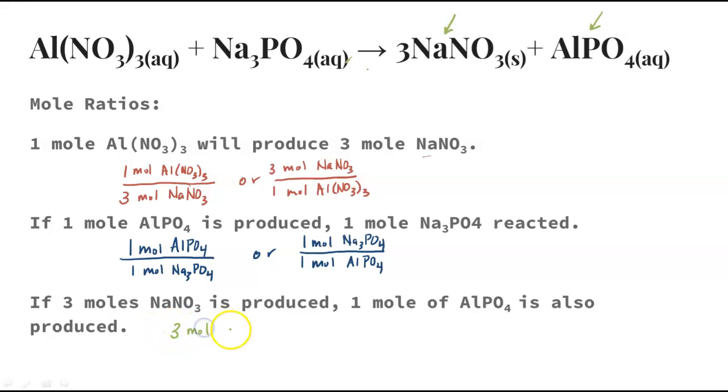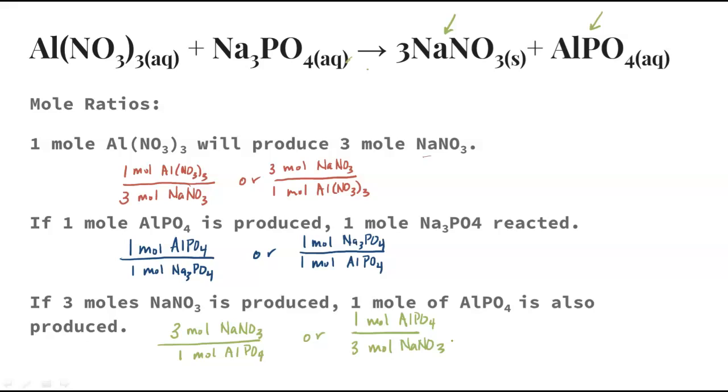That means that for 3 moles of NaNO3 that are produced, 1 mole of AlPO4 is also produced, or 1 mole of AlPO4. If you produce 1 mole of AlPO4, we also will produce 3 moles of NaNO3.